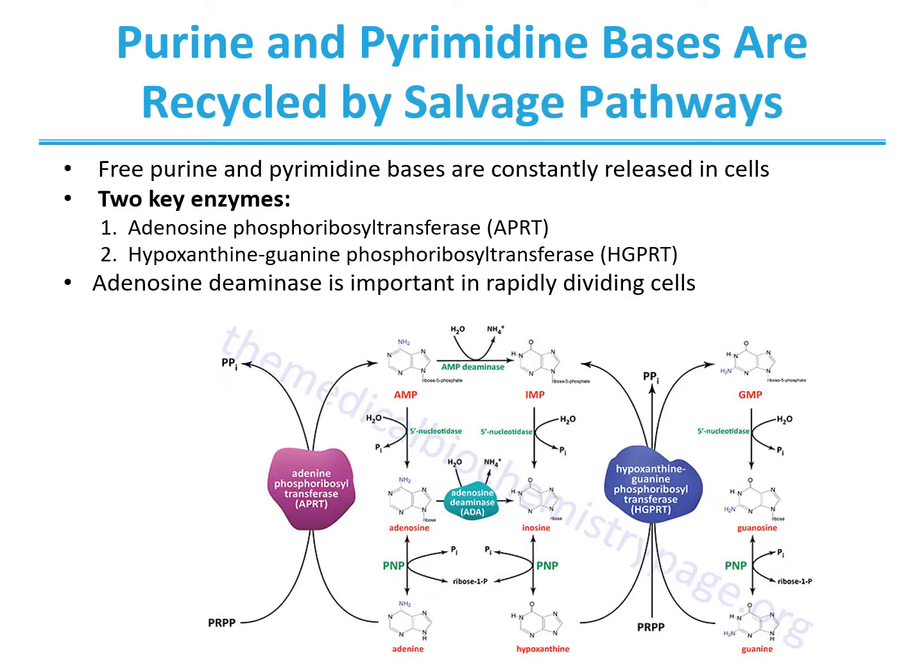So here is the diagram for the salvage pathways. As I said, two key enzymes are there, APRT and HGPRT. Deficiency of HGPRT results in the Lesch-Nyhan syndrome. Now in rapidly dividing cells like the bone marrow cells, and in young children in which the growth is present, another enzyme, adenosine deaminase, is also important, which is shortened as ADA.